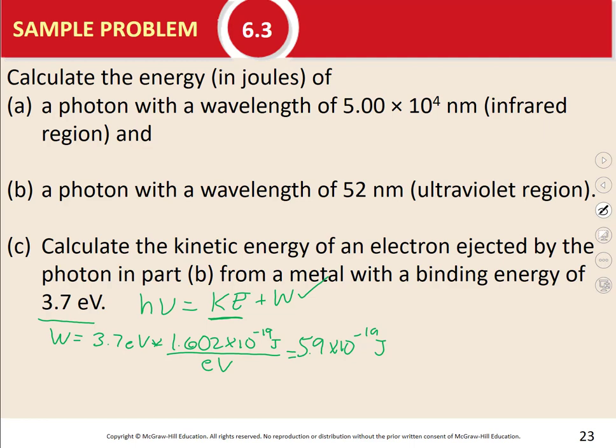We got W now. What else do we still need? h nu, nu is the frequency, h is Planck's constant. Reminder what that is, 6.63 times 10 to the negative 34 joules times seconds. So we still need nu. What is nu?